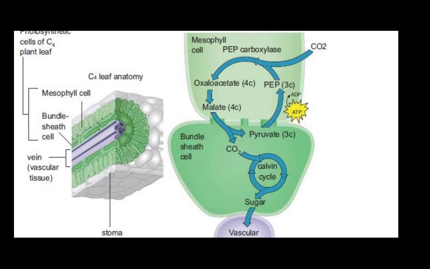It is not as energy efficient as we can say the Calvin cycle itself is, but the efficiency of the fixation of carbon dioxide is comparatively higher. And there is no loss due to photorespiration in this particular process also. So that is the process of the C4 pathway.